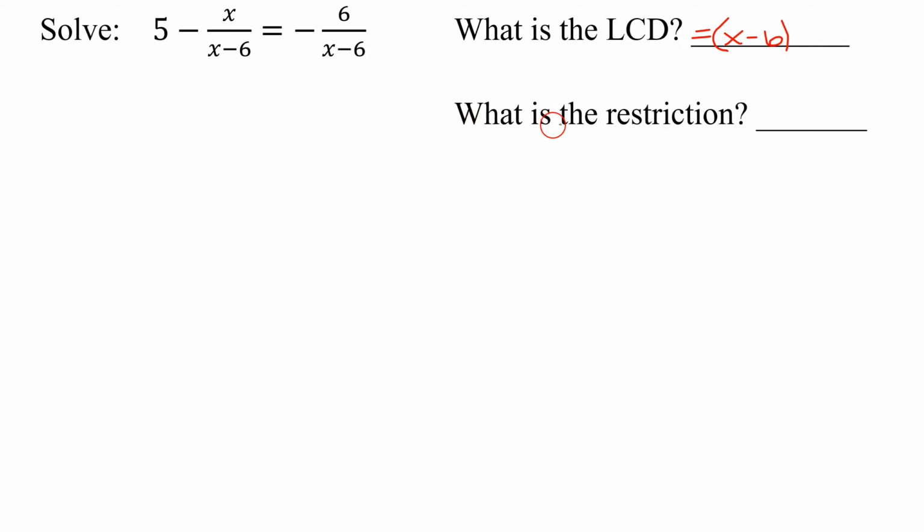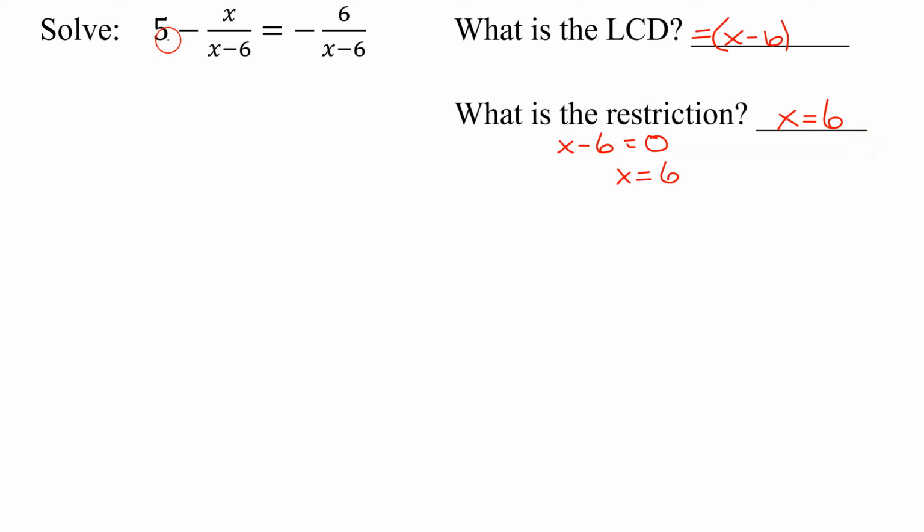Next, we need to figure out what are the restrictions on our variable. The restrictions come from the values of the variable that make your denominators equal to 0. So to find the restrictions, you set your denominator equal to 0 and solve this simple linear equation. Add 6 to both sides, you get x equals 6. So your restriction is x equals 6. This is the value that x cannot take on, because if I put a 6 here, 6 minus 6 is 0, and you cannot divide by 0. So when we've finished solving our problem, we have to check our solution against this, because this is the one value that is not allowed.